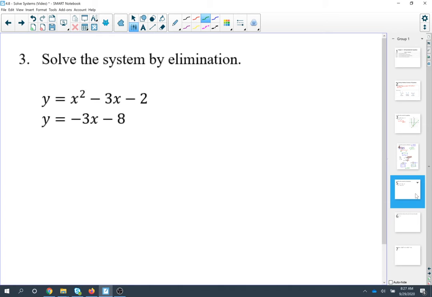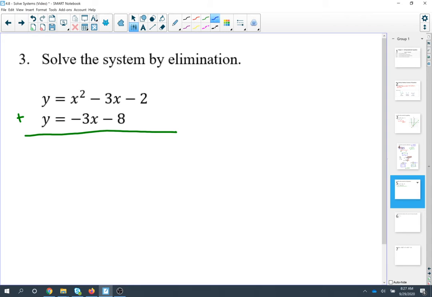Example 3. Solve the system by elimination. Now, elimination is the one where ultimately what you're going to do is you're going to put a line down here and you're going to add these together, and you want one of these variables to disappear. Now, in this case, the easiest variable to get to disappear, because you have an x and a y, is probably the y variable. But right now, if I take a y plus a y, I'm going to get a 2y, but I really want them to disappear.